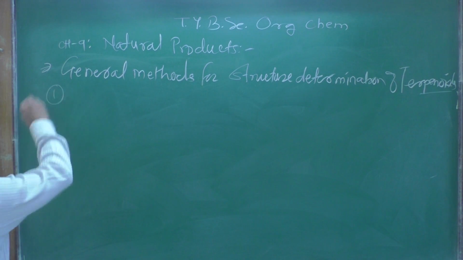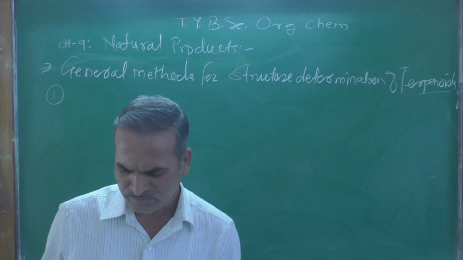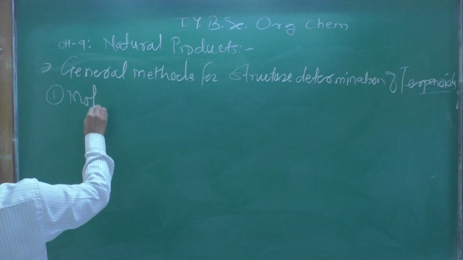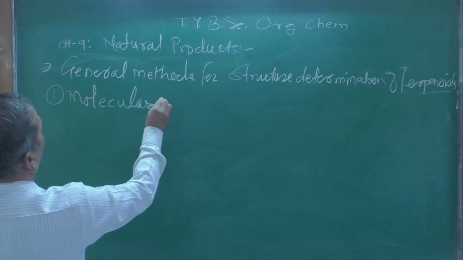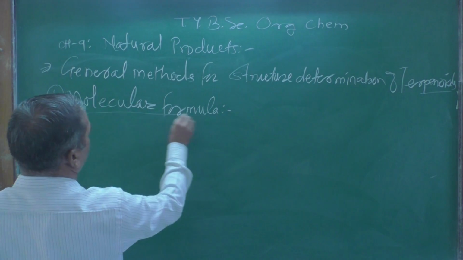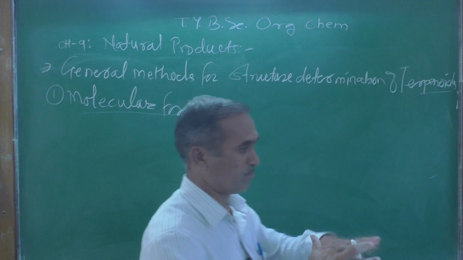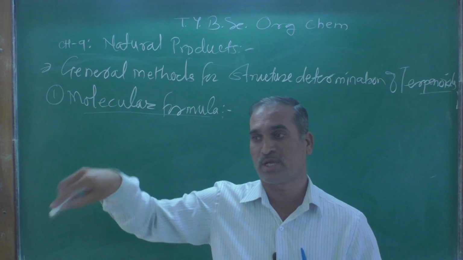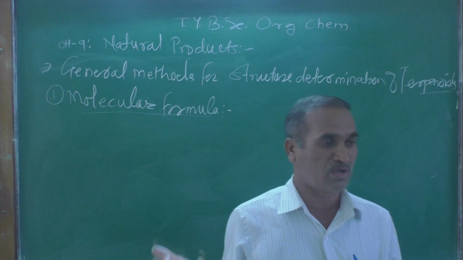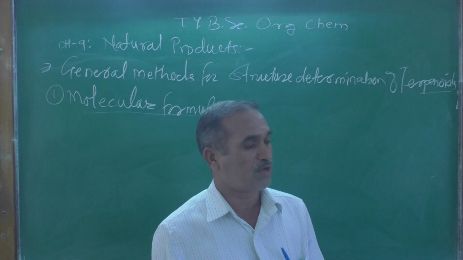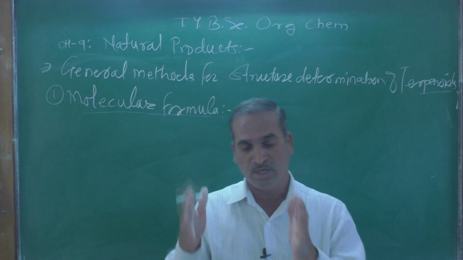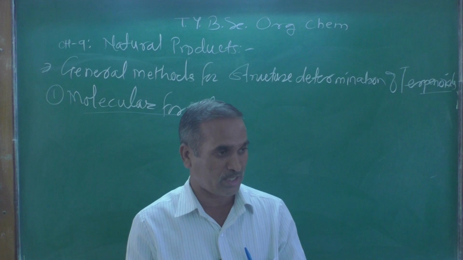Let us see the first point, that is the molecular formula. It is one of the first things. If you know the molecular formula, then you can know its structure. If you don't know the molecular formula, how do you find out its structure? Therefore, the first thing you have to find out is the molecular formula of that organic compound.